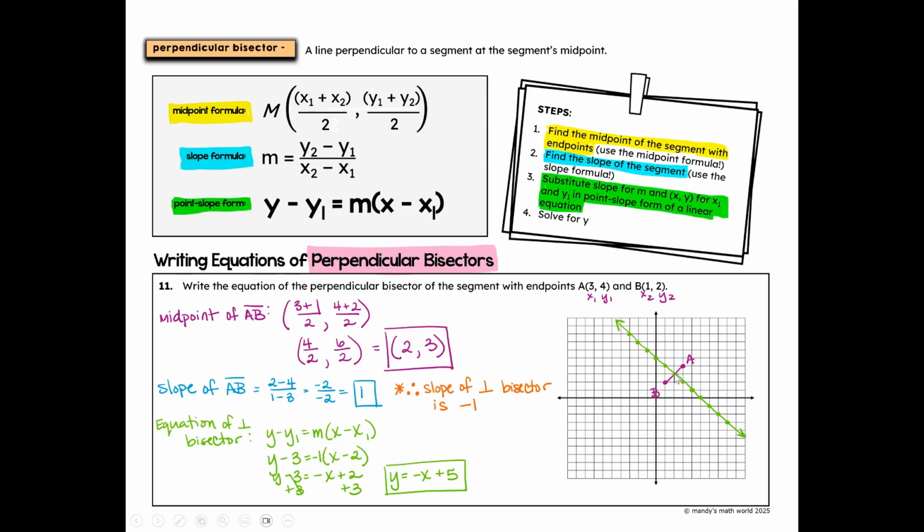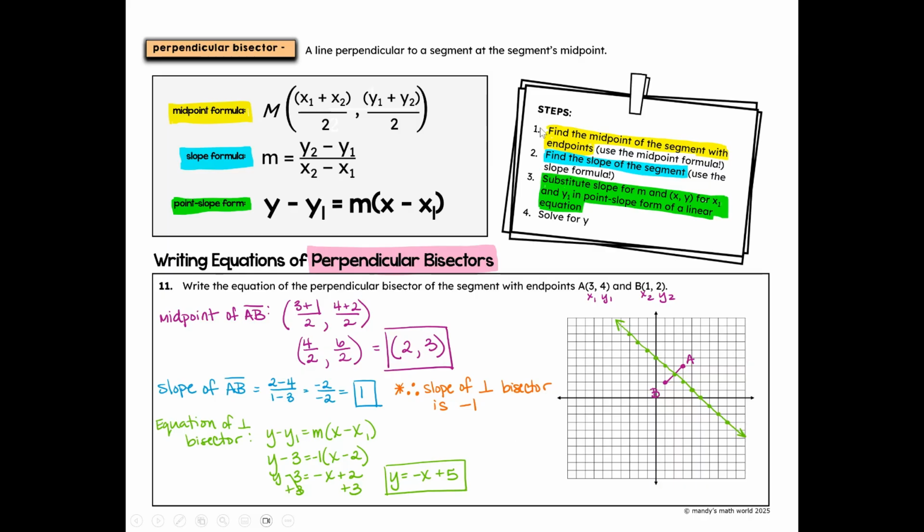The slope of the perpendicular bisector is negative 1, so I'm going to go down 1 and over 1 to the right, down 1 and over 1 to the right, and it's going to look just like this. You can see this perpendicular bisector intersects this segment at its midpoint, which makes sense. Because it's perpendicular, it intersects at a 90-degree angle. And this is the equation of that perpendicular bisector.